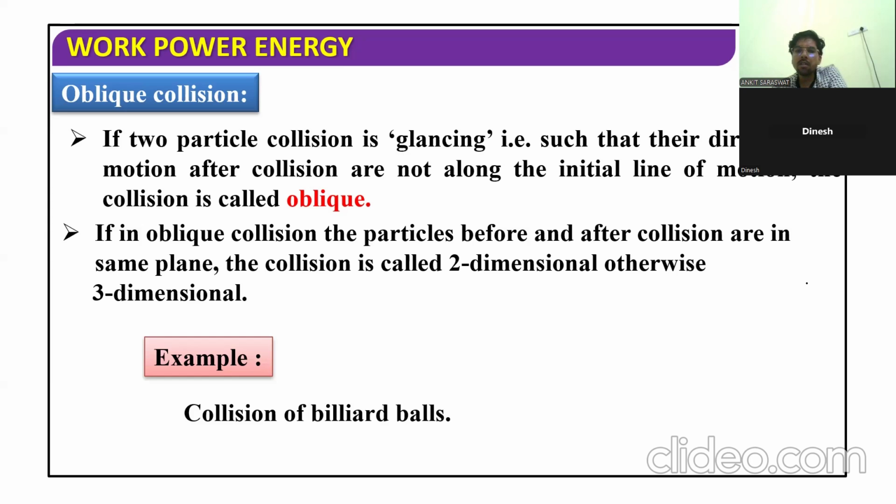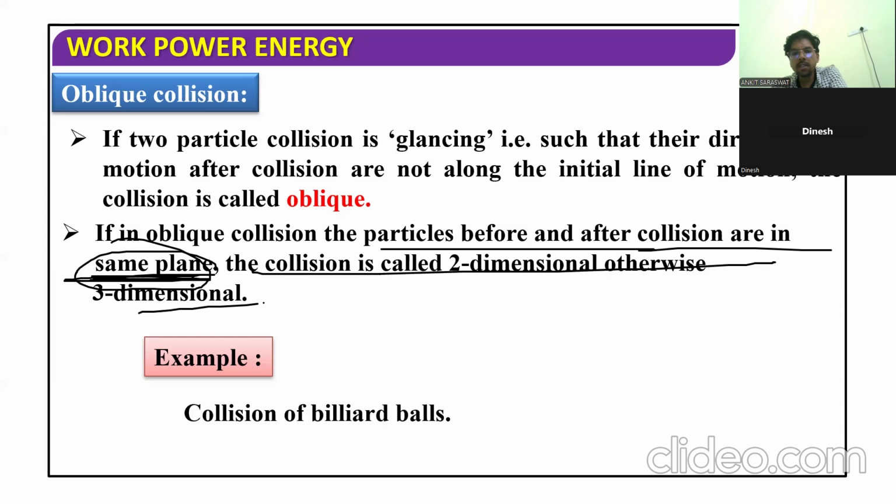In an oblique collision, the particles before and after are in the same plane. This is very, very important. After and before, they are in the same plane. Then the collision is called 2D, otherwise 3D.